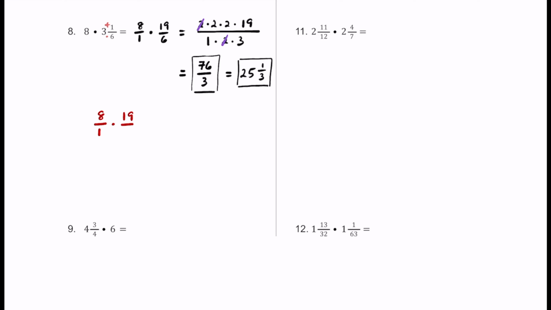You can have 8 over 1 times 19 over 6, and 8 and 6 you can divide them both by 2, so you get 4 and 3, and then on top 4 times 19 is 76, and on bottom 1 times 3 is 3, so we get the same thing either way. For number 9, we have 4 and 3/4.